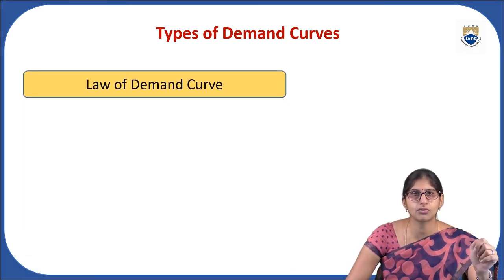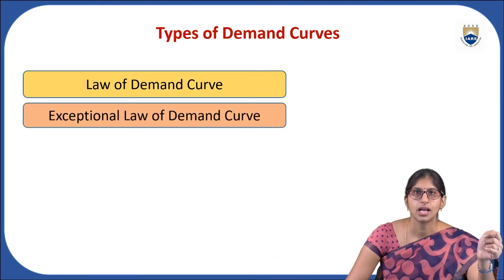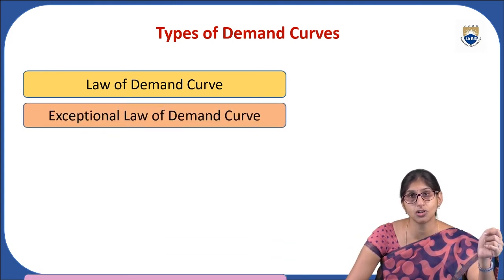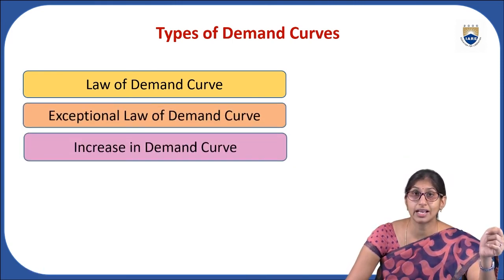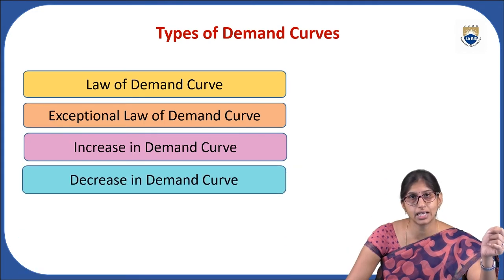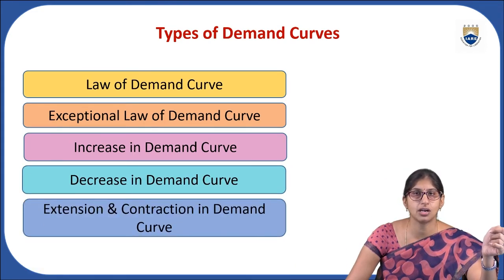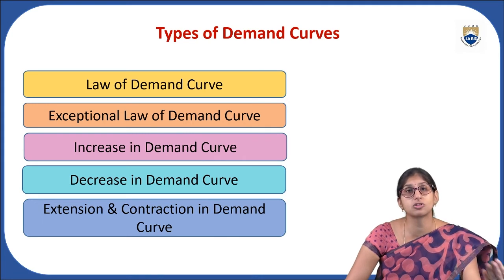The very first one is the law of demand curve, and the next one is the exceptions of the law of demand curve, and increase in demand curve, decrease in demand curve, and extension and contraction in demand curve. One by one, let us try to understand how the demand curve has to be drawn.